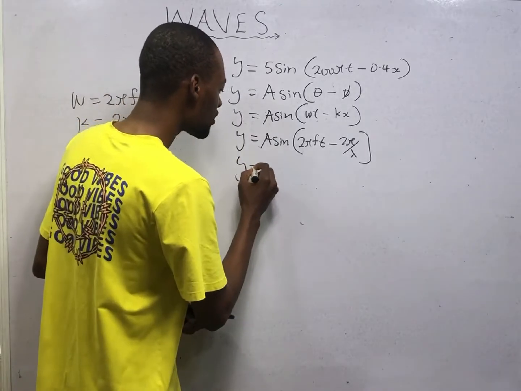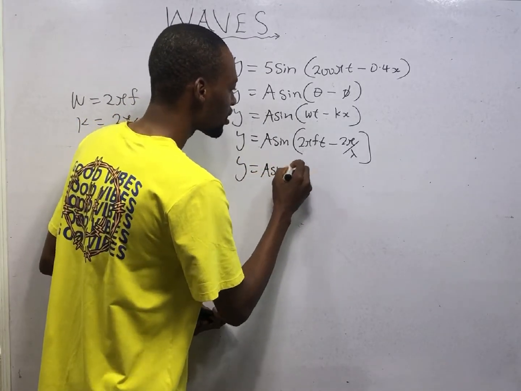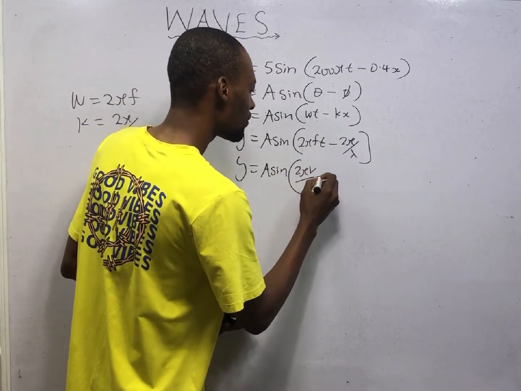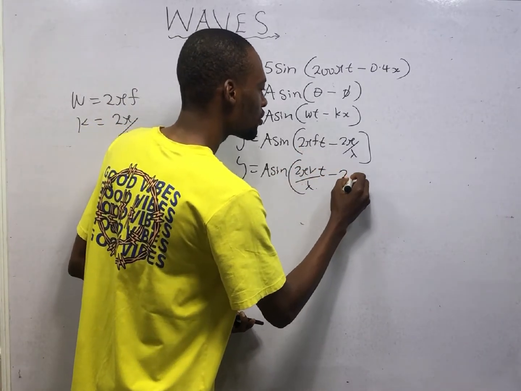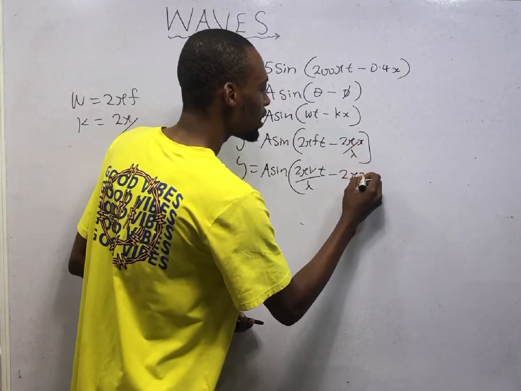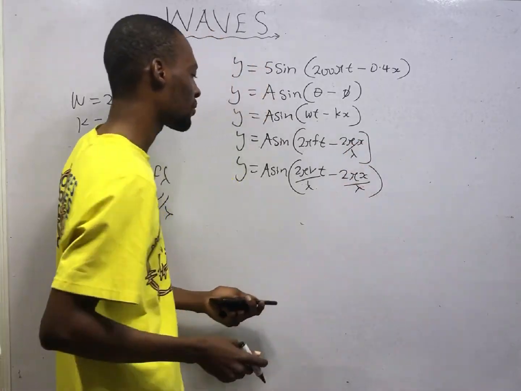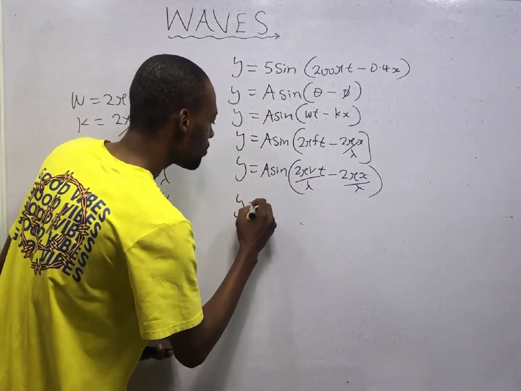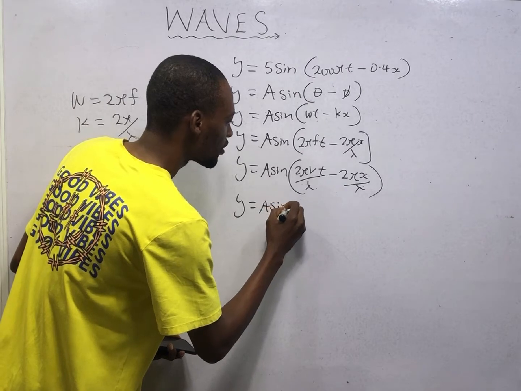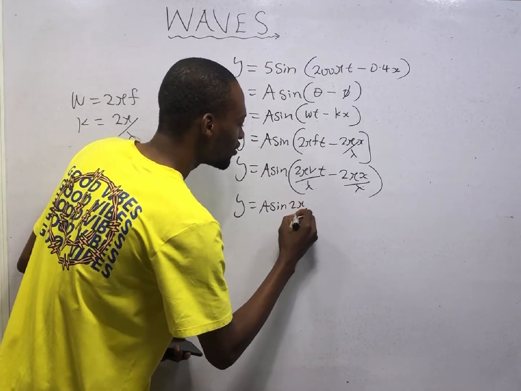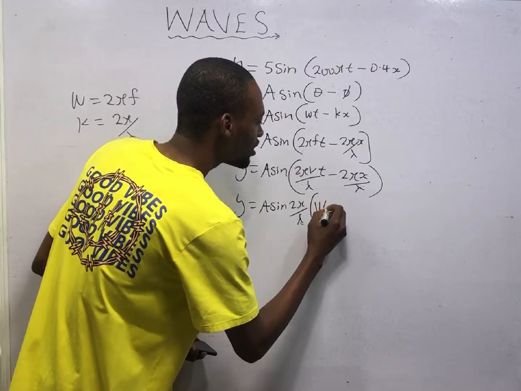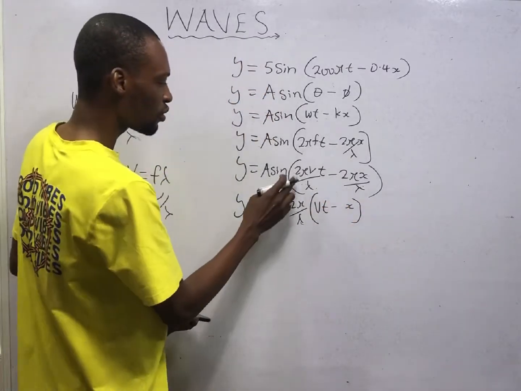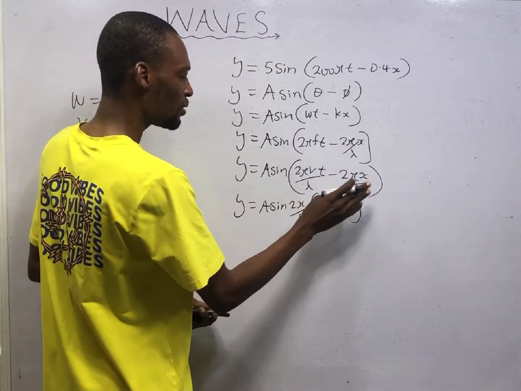So from here, y equals A sine (2 pi, instead of f, v over lambda, t, minus 2 pi s over lambda). Now this is where I'm going to. When you factorize, y becomes A sine [2 pi over lambda (vt minus s)].